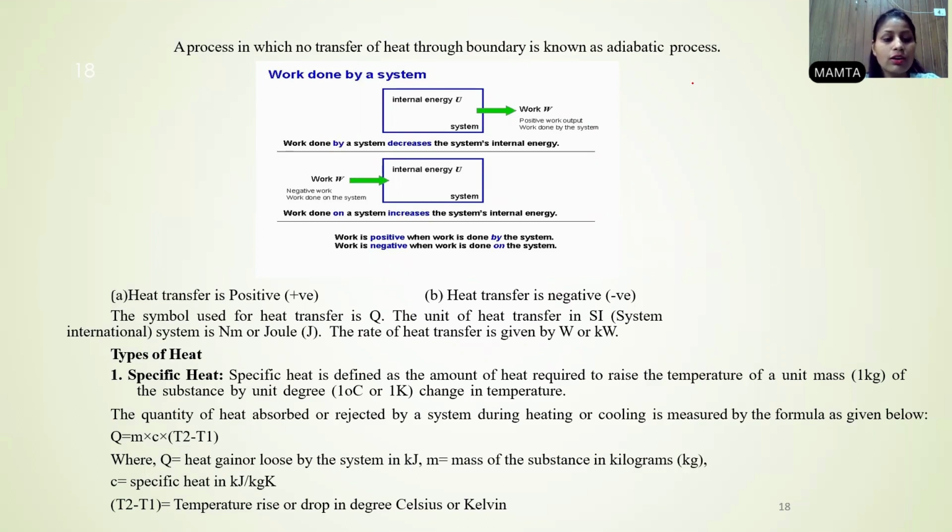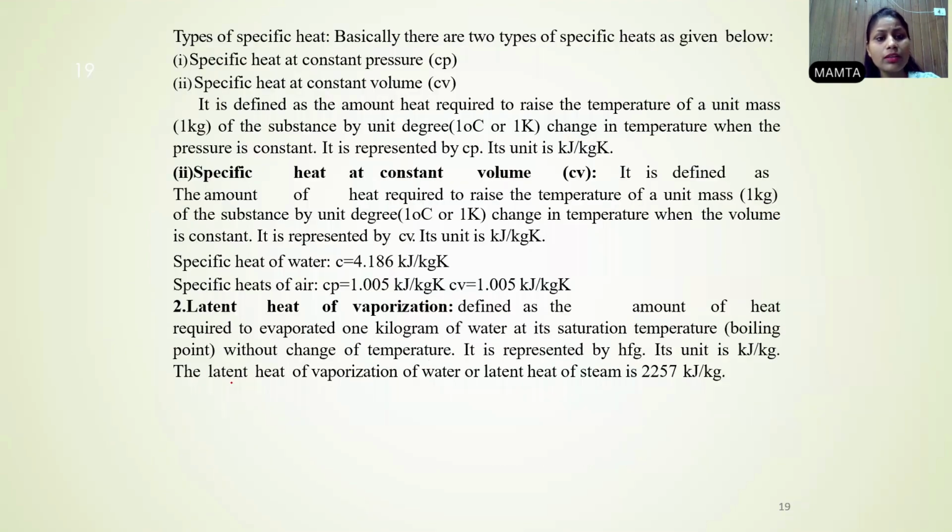Okay, so now we have types of heat. Specific heat is defined as the amount of heat required to raise the temperature of unit mass, 1 kg, of a substance by unit degree, 1 degree Celsius or 1 Kelvin. The formula is mcdT, where dT is the change in temperature, rise or drop, in degrees Celsius or Kelvin, m is mass, and c is specific heat in kilojoules per kilogram Kelvin.